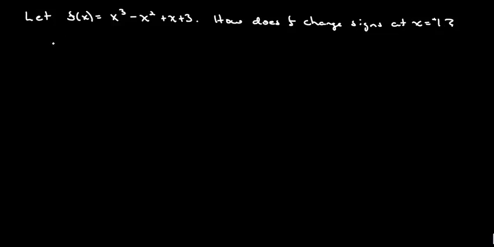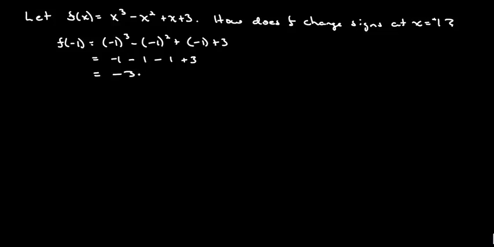So let's go ahead. If we take f at -1, what we see is we get -1 to the third minus -1 squared plus -1 plus 3. This gives me -1 minus 1, minus 1 plus 3. So that's, of course, -3 plus 3, or 0. So what that tells us is that f at -1 is 0, meaning that the function at -1 must have an intercept.